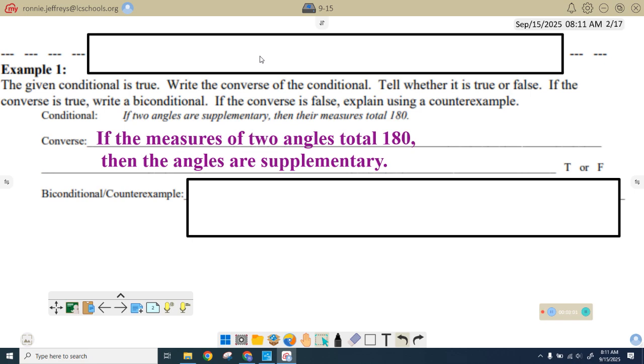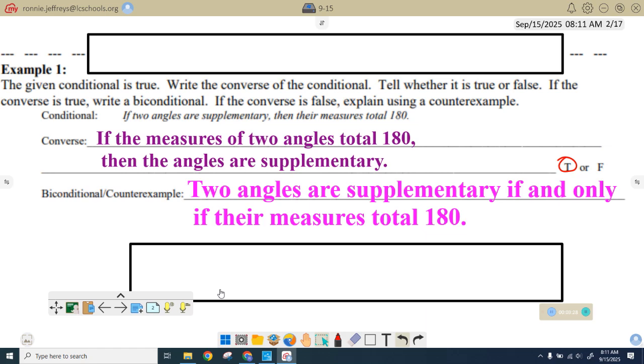All right. So now this, of course, would be true. Okay, so it's true. Now the biconditional is: two angles are supplementary if and only if their measures total 180.